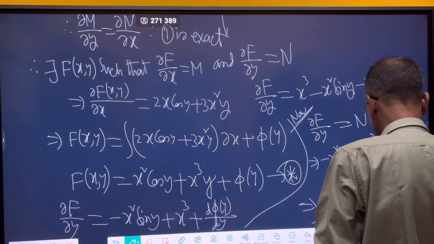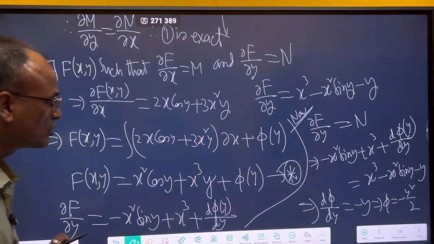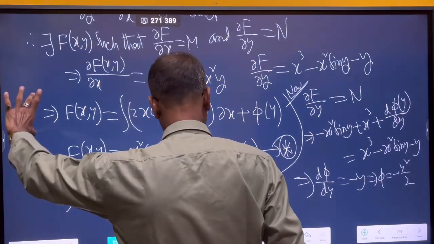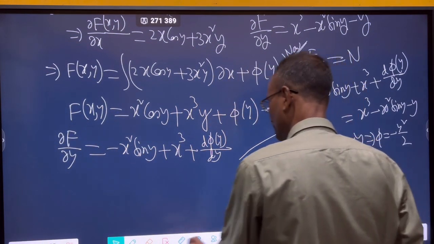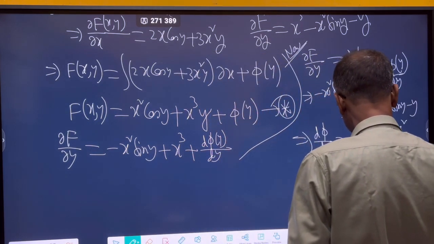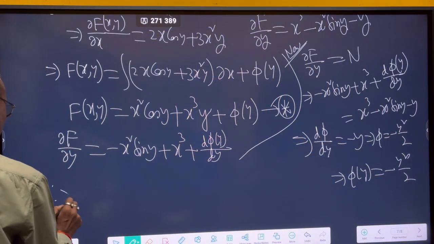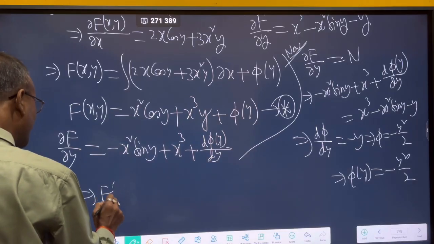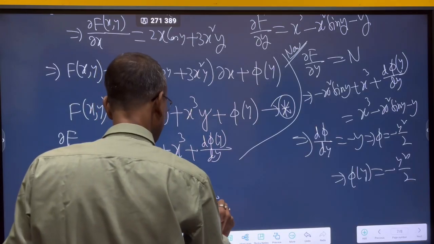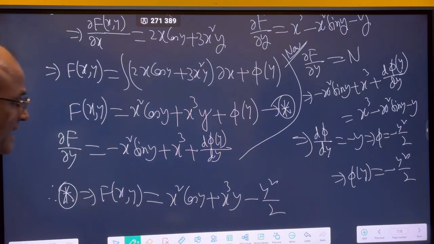This means phi y equal to minus y square divided by 2. Therefore, star implies f of xy equal to x square cos y plus x cube y minus y square by 2.